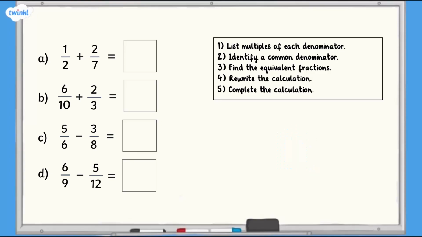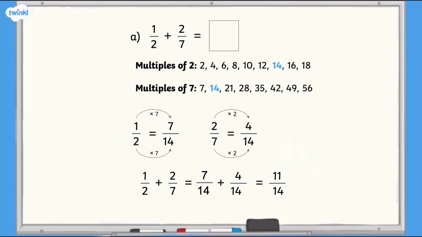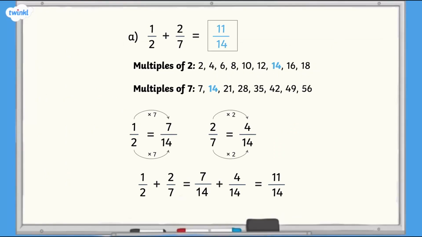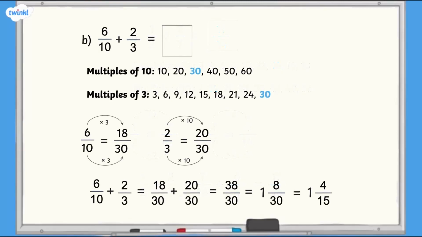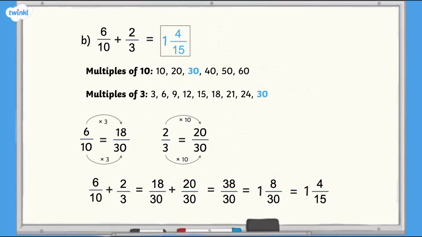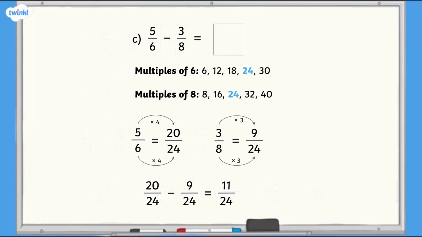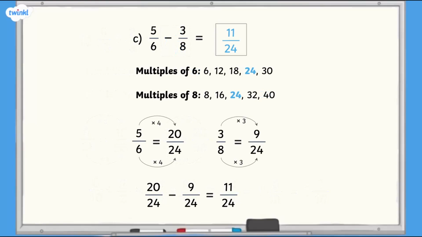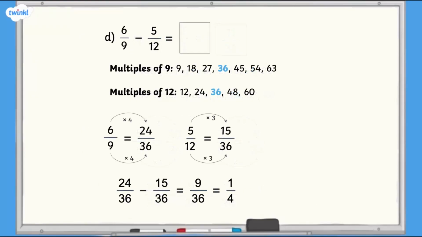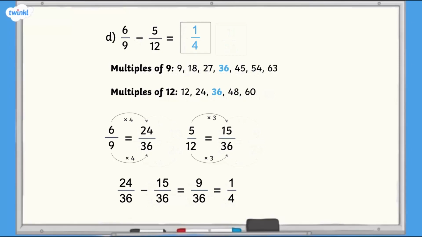How did you get on? Check your answers. Pause again if you need to take a closer look. Half add 2/7 equals 11/14. 6/10 add 2/3 equals 1 4/15. 5/6 take away 3/8 equals 11/24. 6/9 take away 5/12 equals 1/4.